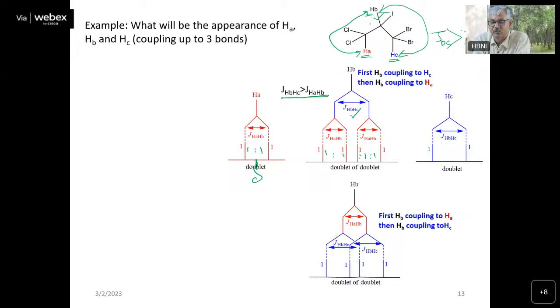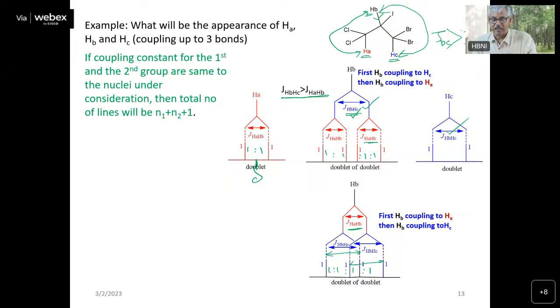Then the last proton is HC. HC is only coupled to HB because it is only 3 bond away. The other one is 5 bond away. So you are getting the same JHBHC coupling, and you get this pattern. Now, as I told you, I have considered first the larger coupling constant and then the smaller. Let us say I consider the smaller coupling constant first. Then you initially get a doublet of 2 lines, and each line is then split with the larger coupling constant. Again, the appearance and the intensities are the same. So whether you consider the first group first or the second group first, it does not matter. The appearance of the spectrum will remain the same.